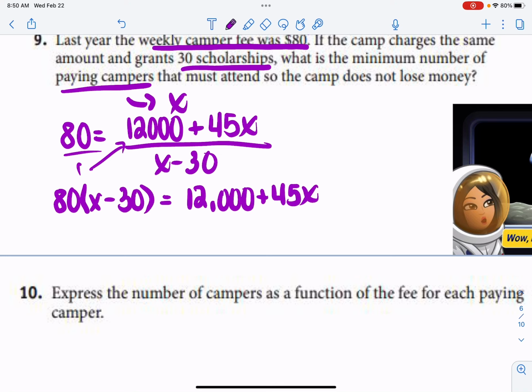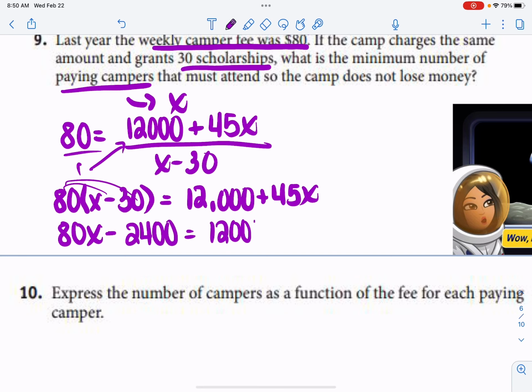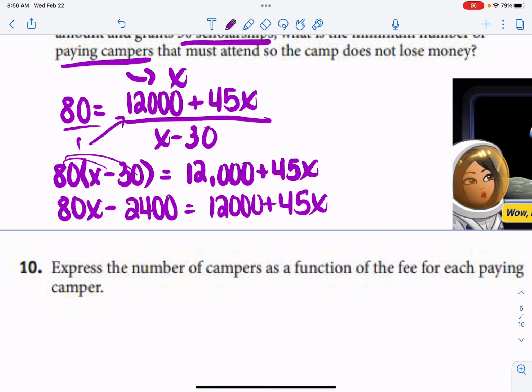And then solve this problem like you would solve for x. Distribute through, you would get 80x minus 2,400 equals that. And so I'm going to subtract 45x over, you're going to get 35x, and then I'm going to add 2,400 to both sides. You would get 14,400. And then divide by 35.